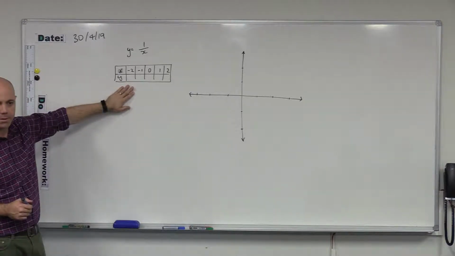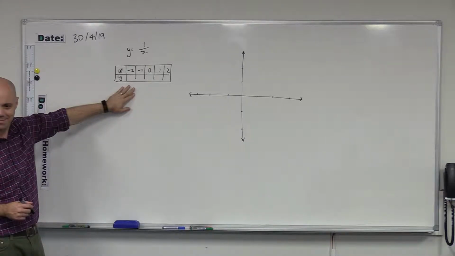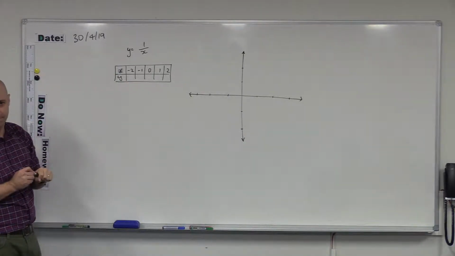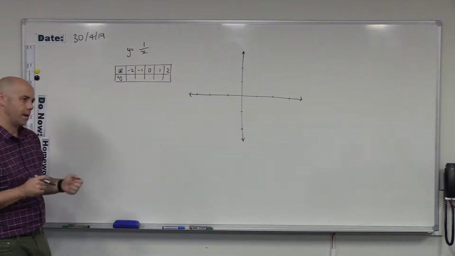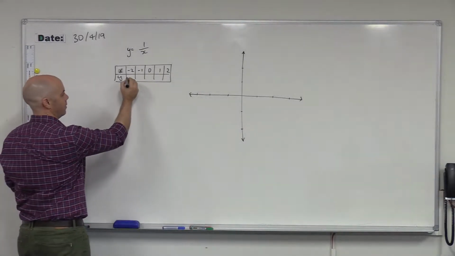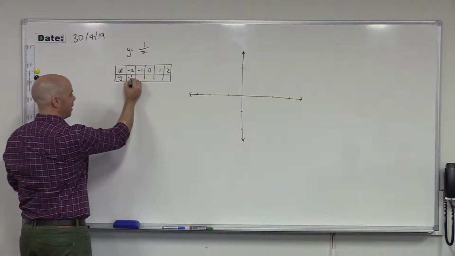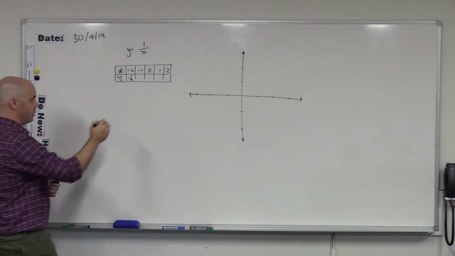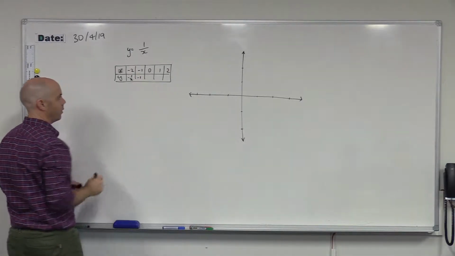Who can help me fill out this table of values? When x equals negative 2, what is y? 1 over negative 2. And how do we say that then? Negative a half. Yep. When x equals negative 1? Y equals negative 1. When x equals 0?